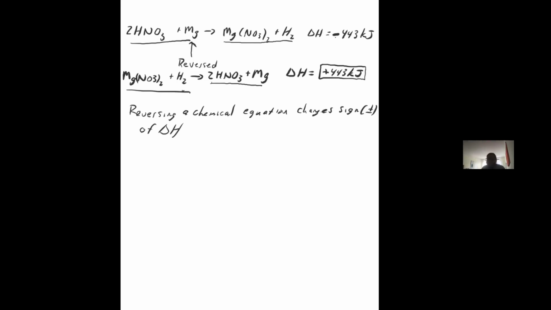So when you look at these problems, just be careful to take a look and make sure that the coefficients are all the same. Just see if the products are now the reactants and the reactants are now the products. All you've got to do is change the sign. That's all. Okay. Now, there are other changes you can make as well.